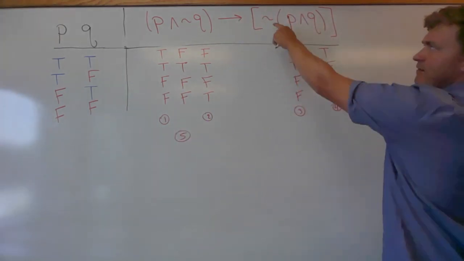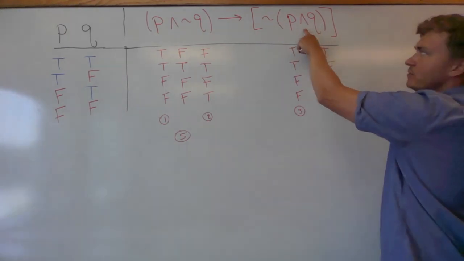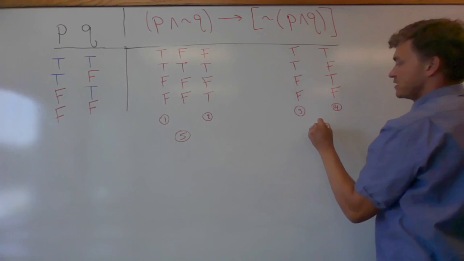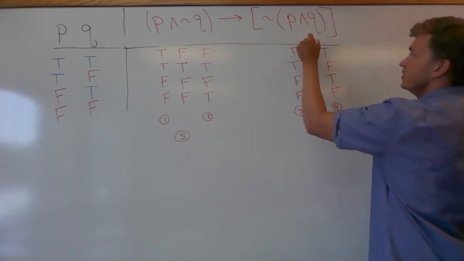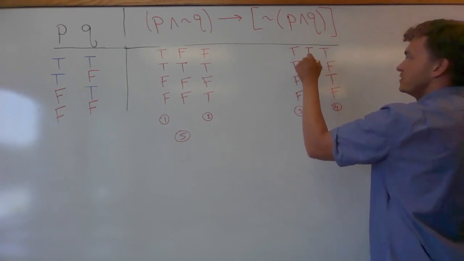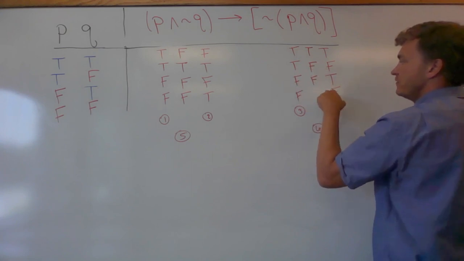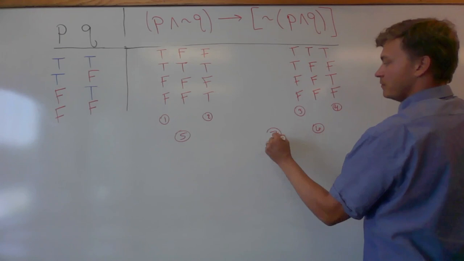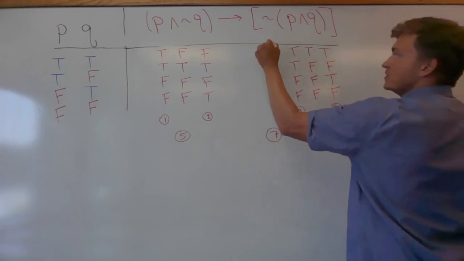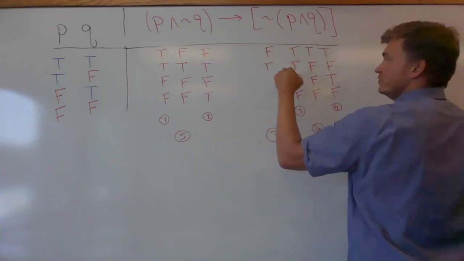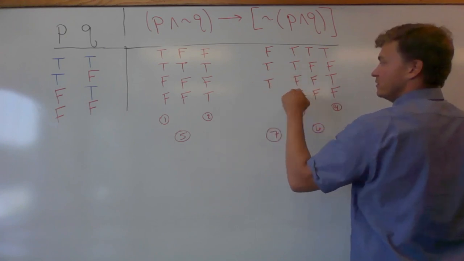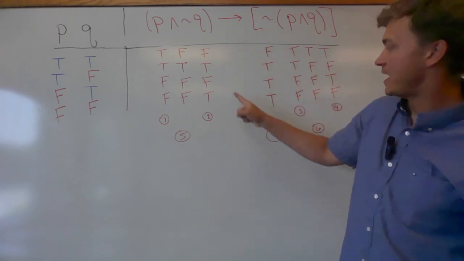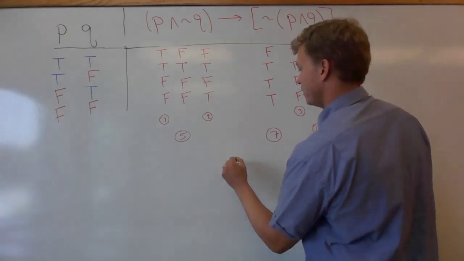Move over here, right? And I have the negation. I have the and connected, but I can't negate until I find the and. So I'll do this one next. This is our sixth column. True and true is true. True and false is false. False and true is false. False and false is false. Now I can negate that column. To negate true becomes false. To negate false is true. False becomes true. False becomes true. So now we see our eighth and final column here.